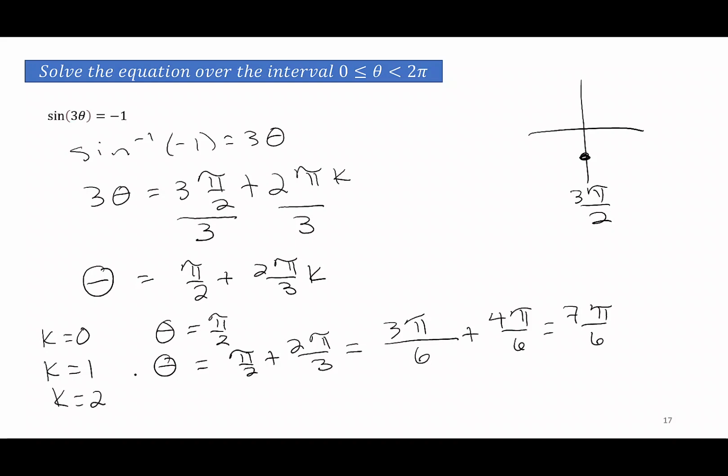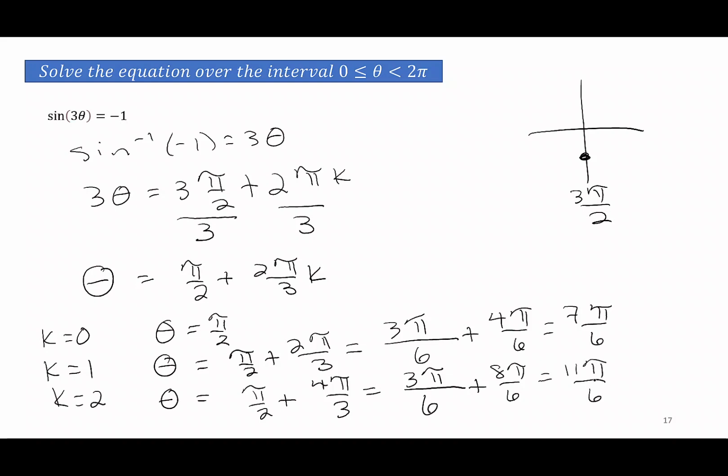Let's try k equal to 2. I have theta is pi over 2 plus 2 times 2 pi over 3, which is 4 pi over 3. I'm going to use the same common denominator of 6. We know pi over 2 is 3 pi over 6. 4 pi over 3 will become 8 pi over 6. When I add 3 plus 8, I get 11 pi over 6. I'm not going to put in the next number of 3 because I know I'm already so close to 2 pi that I'm not going to get another value. So my three answers are pi over 2, 7 pi over 6, and 11 pi over 6.